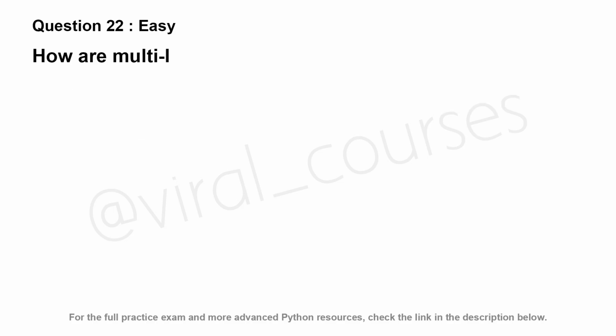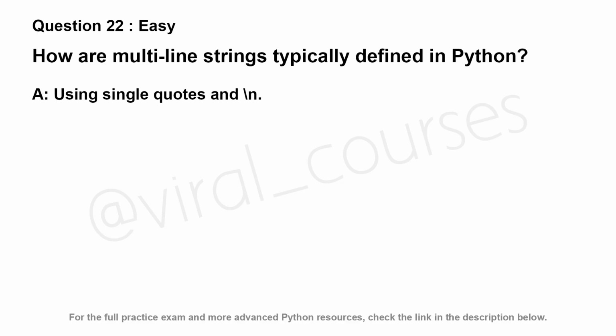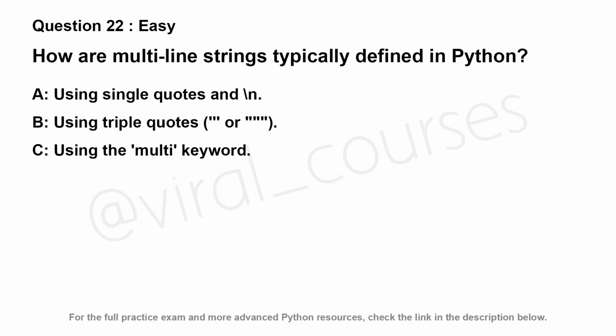How are multi-line strings typically defined in Python? Option A, using single quotes and \n. Option B, using triple quotes. Option C, using the multi keyword. Option D, using parentheses around each line.